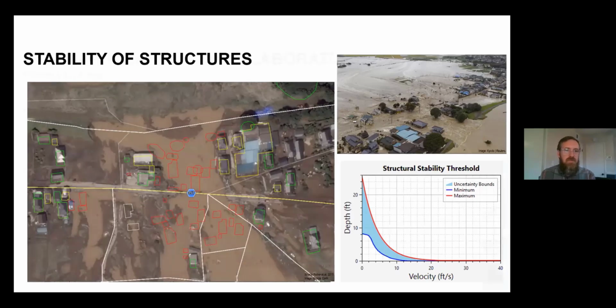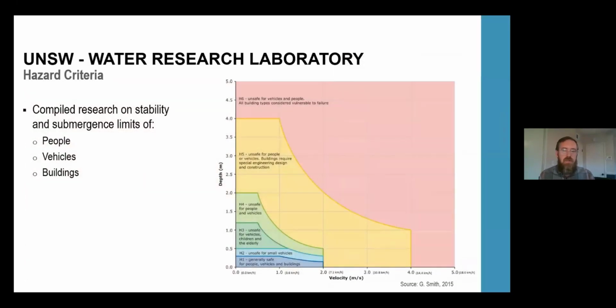Now, there are lots of examples of these hazard criteria curves that have been done for different reasons. This is one of the best at the University of New South Wales, really on the cutting edge of research. They pulled together other studies on the stability and submergence limits for people as they're walking, vehicles as they're driving through floods, and buildings, different types of buildings. So that's a great source of information.